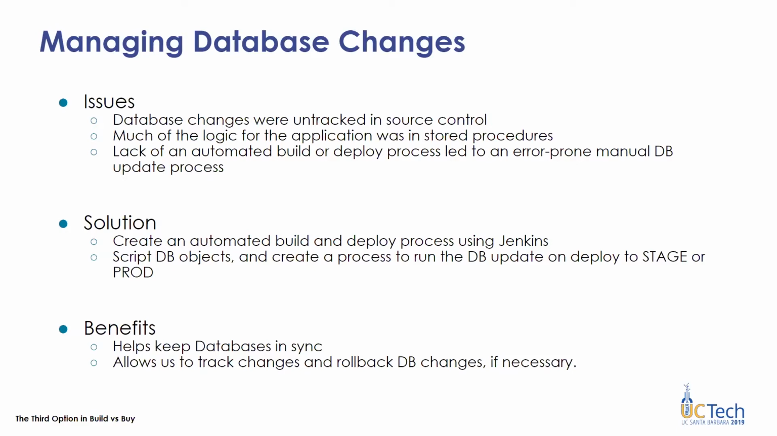So the solution was to create an automated build and deploy process using our continuous integration tool, Jenkins, and to script out all of the database objects and create a process to run the database update when we deploy to stage or production. What that did was it helped us keep all of our databases in sync. It allowed us to track and roll back database changes as we were making changes to the system. And it just made everything we did going forward much faster and much more reliable.